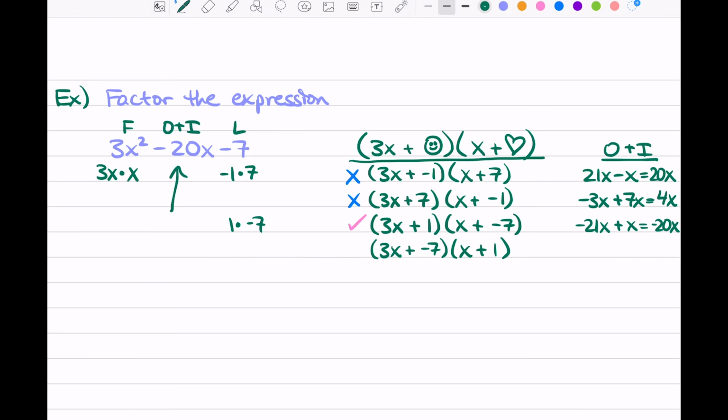All right. So we can conclude that our quadratic expression, our 3x squared minus 20x minus 7, is equal to the two factors 3x plus 1 times x minus 7. And if you want to double check that you have the correct factors, you can always use the FOIL method to multiply these two, and you'll see that they are indeed equal to our quadratic expression.